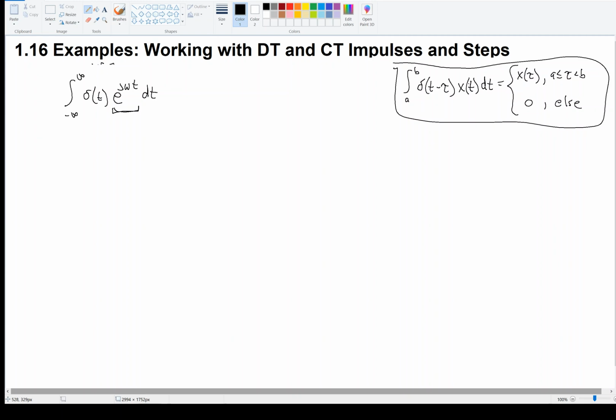Okay, so let's step back a little bit and let's just form fit this. By just comparison, a is minus infinity, b is infinity, tau is 0, and x of t is e to the j omega t, right? Compare those things. All right, so as we were saying, tau does fall between a and b, so this is x of tau. So this integral is x of 0. And so what do I get when I plug in 0 for t here? I get e to the 0, which is 1. So that integral is 1. Let's suppose I had something like this.